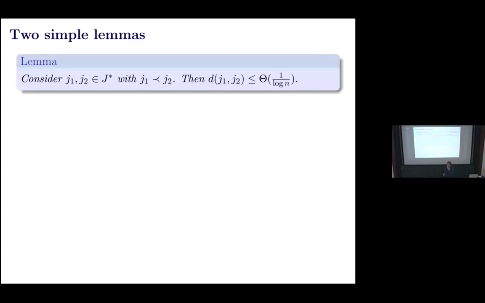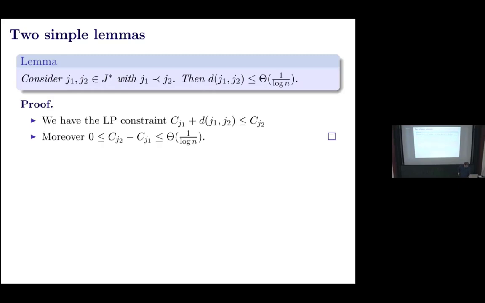Okay, so let's do some more reasoning. What non-trivial facts can we say about the LP solution? Let's look at two of these jobs, J1 and J2 in J star. These are two jobs that the LP claims to be scheduling very close to each other, and they're dependent. Then in fact the distance metric, the d value, is very small as well. There's not much to prove. You just look at the LP and realize that I have this constraint, and I know that the completion indices are very close to each other, so this one really has to be very small. Really nothing to prove.